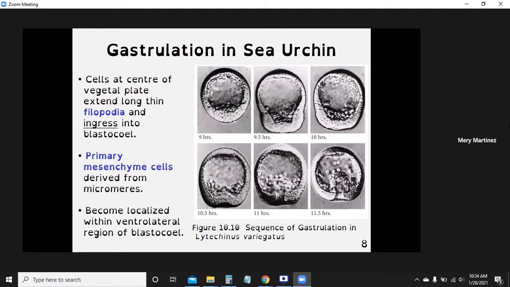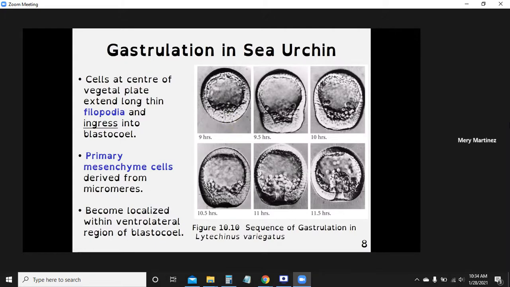So the cells then separate from the epithelial monolayer and ingress into the blastocoel. So that's what they're doing in here, separating and ingressing, going inside, losing their connection to this layer over here in order to go inside, okay? These cells now that are in here are what we call the primary mesenchyme cells, and are all derived from the micromeres that were at the vegetal pole, okay?